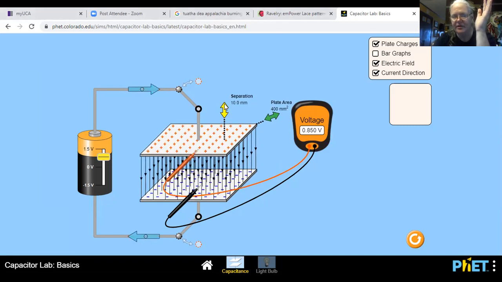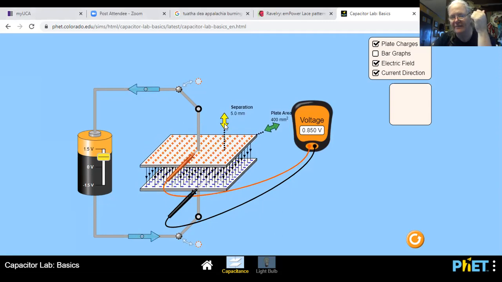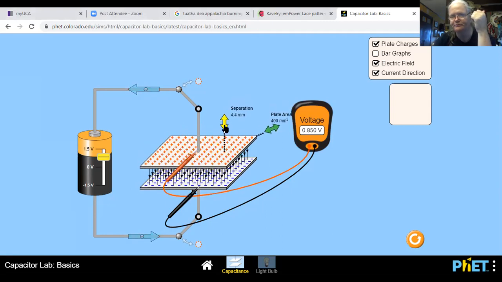If I separate my plates though, remember that D value, as that goes up, that increases the voltage. So if I separate my plates by more, I actually have to remove some charges to be able to have the same electric field strength inside there.